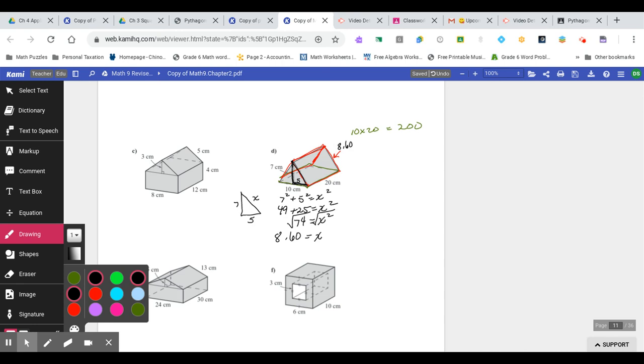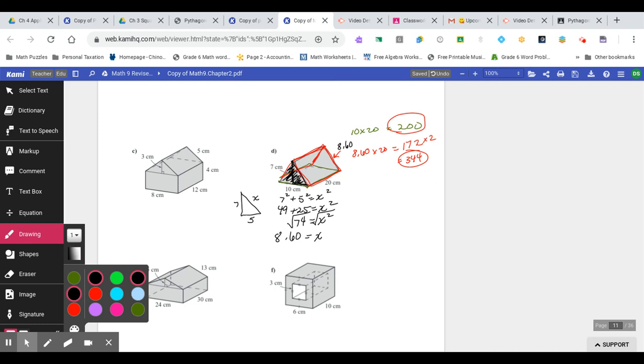So now when I go to find this red rectangle up here, I'm going to say 8.60 times 20. Do I have 2 of those? Yes, I do. So I'm taking this and the 344. What do I have left to do? Well, right now what you have left to do is you have to find the area of this triangle.